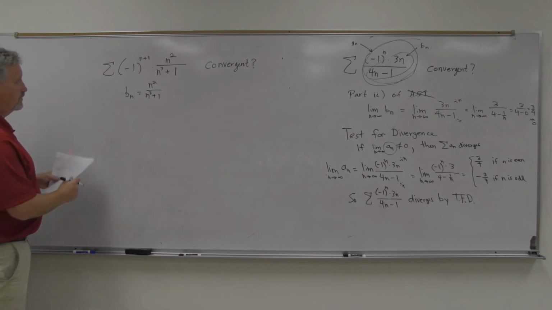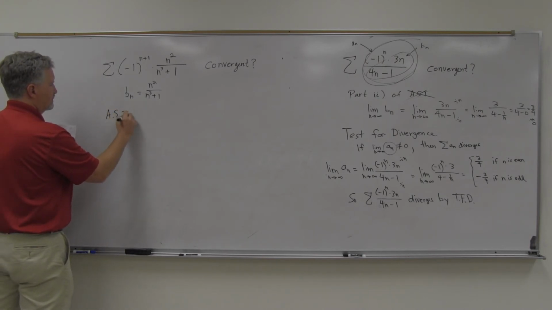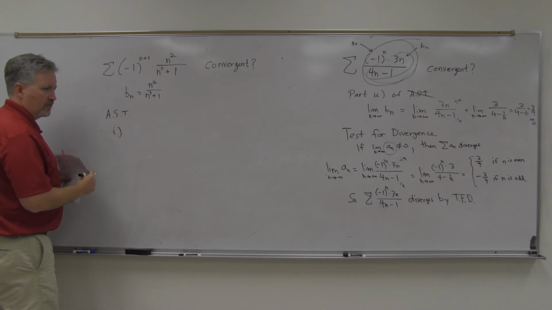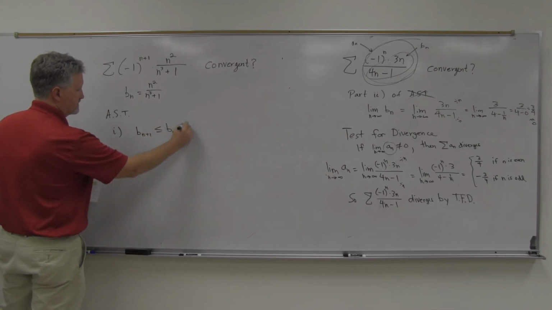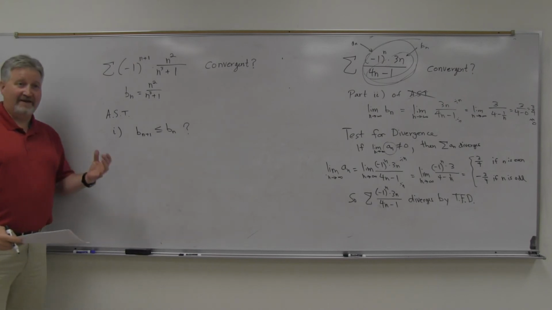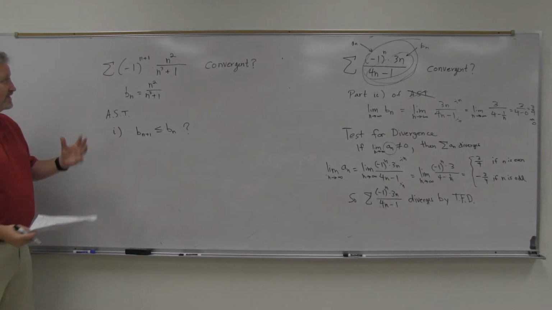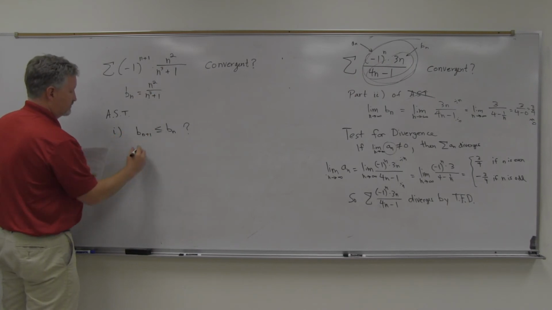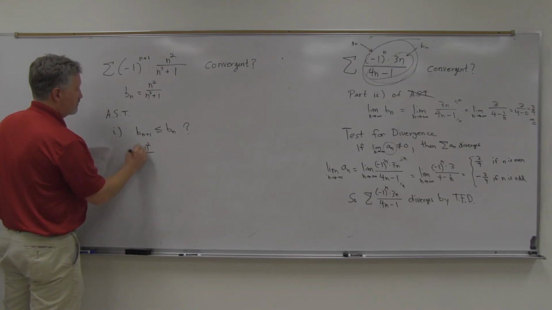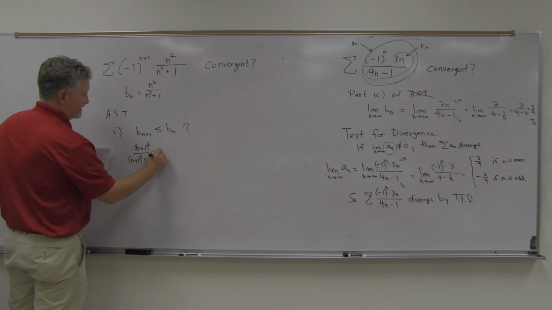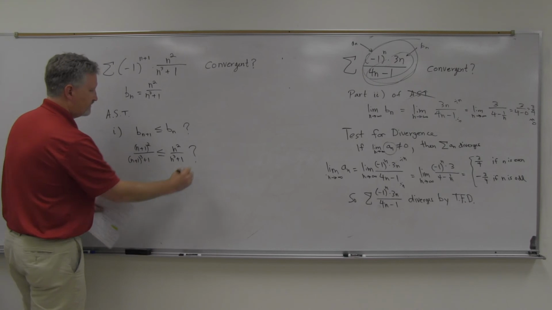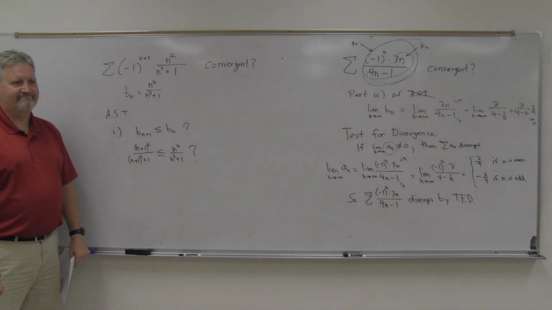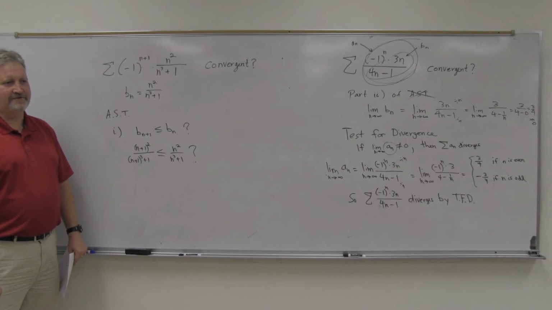Now, for the alternating series test, part 1 and part 2. Part 1 was what? b sub n plus 1 is less than or equal to b sub n. Is that true here? This is why I want to show you this one in particular, because the n plus 1 term would be n plus 1 squared over n plus 1 cubed plus 1. Is that less than or equal to n squared over n cubed plus 1? Is that obvious? That is not obvious.